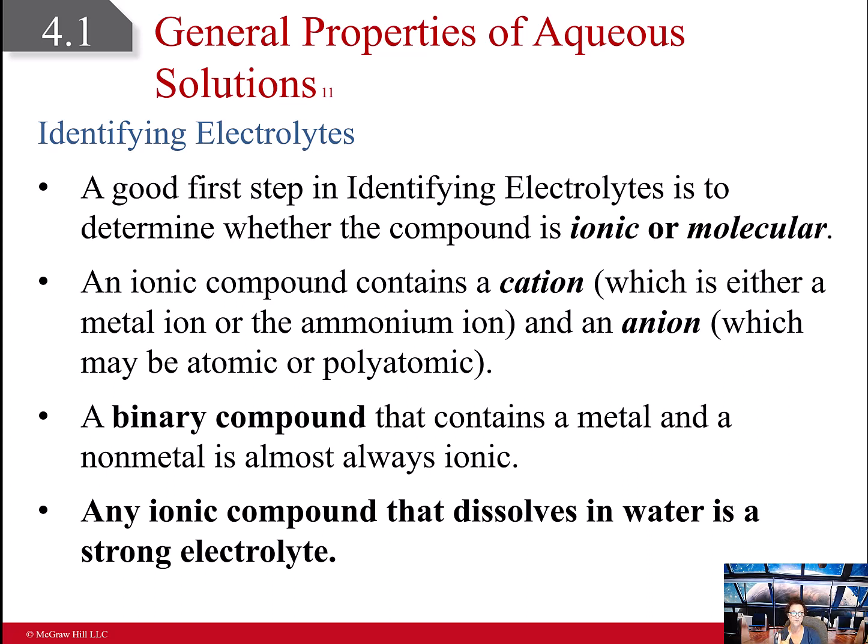So if you look at a compound and it is ionic, chances are it's going to be a strong electrolyte. If it's molecular, chances are it will be a weak electrolyte or a non-electrolyte. Because an ionic compound has a cation, which is positive, and an anion, which is negative, it's going to probably conduct electricity as long as it can dissolve in the water. But it must dissolve in the water. If it does, it's a strong electrolyte.